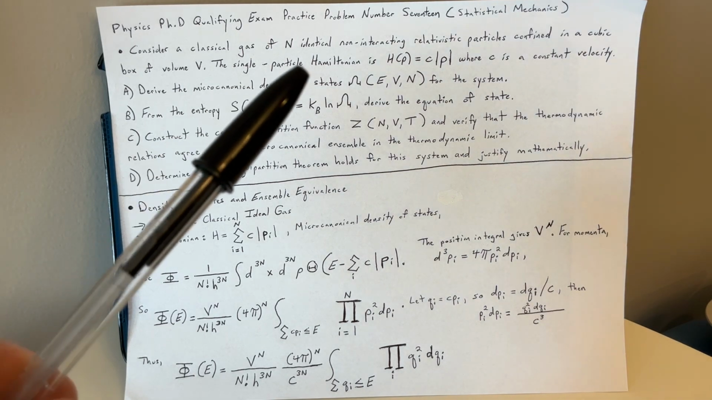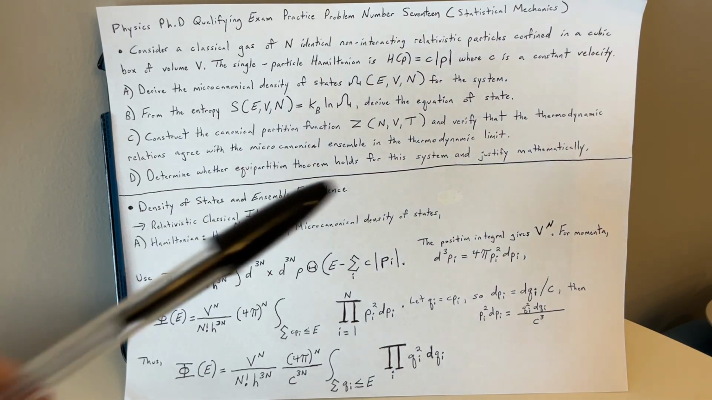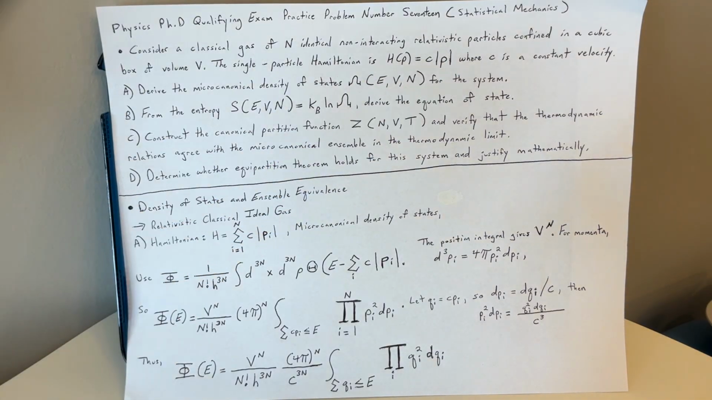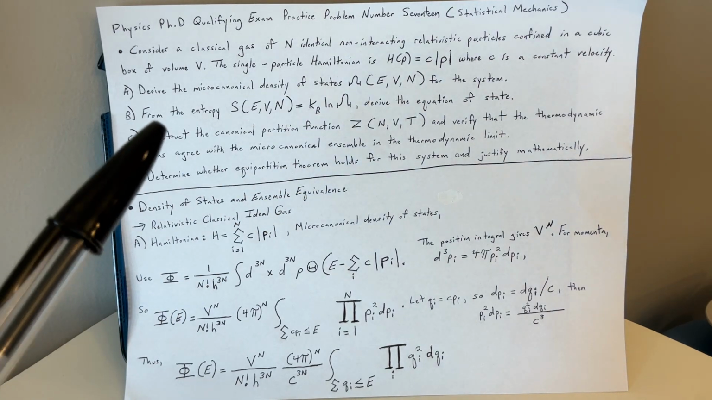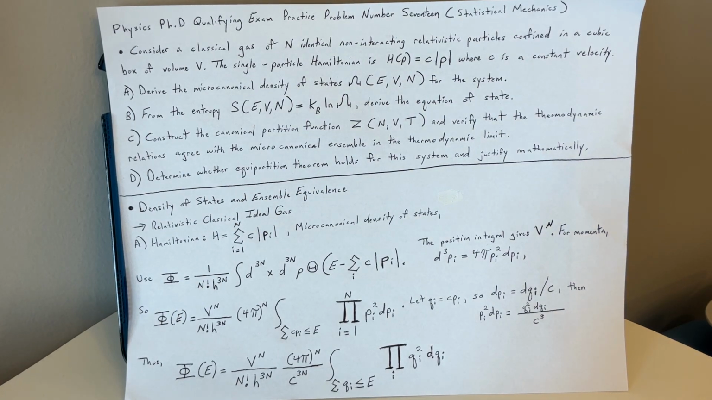The single particle Hamiltonian is h of p equals c times the absolute value of p, where c is a constant velocity. Part A, derive the microcanonical density of states Omega of E, V, N for the system. Part B, from the entropy S of E, V, N equals k sub B ln Omega, derive the equation of state.